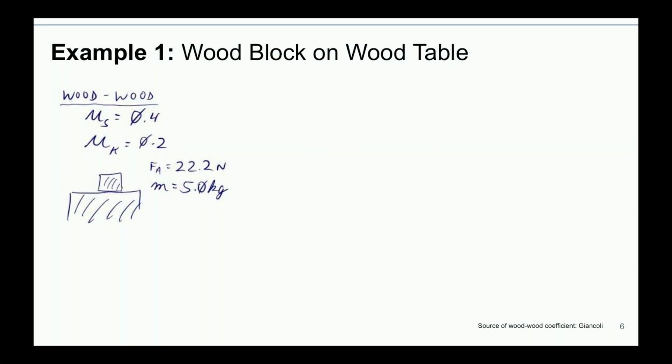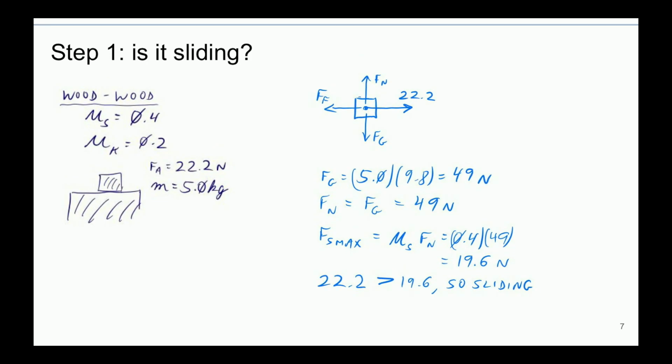I'm going to start with a classic example, right? It's a block on a table and there's an applied force. Here we have a wood block on a wood table. I already looked up the coefficients of static friction and kinetic friction for my possible use looking forward, okay? And apparently I've been given this information where an applied force of 22.2 is put in and I'm given the mass of the block. This is all given. Let's get to work.